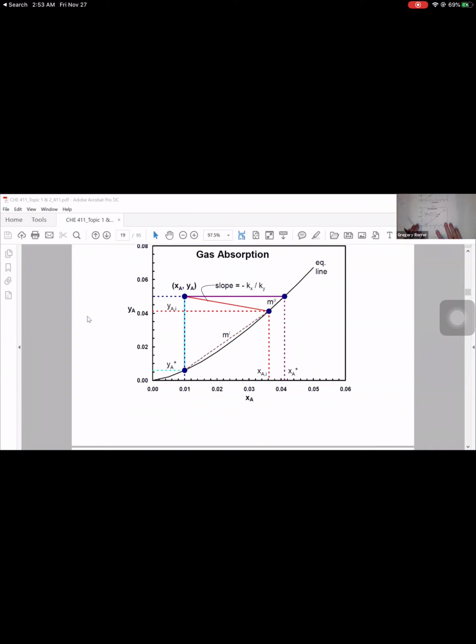mole fraction base coordinates. And if you look at this driving force here, this is going to be YA minus YAI. And then this driving force here, down here.